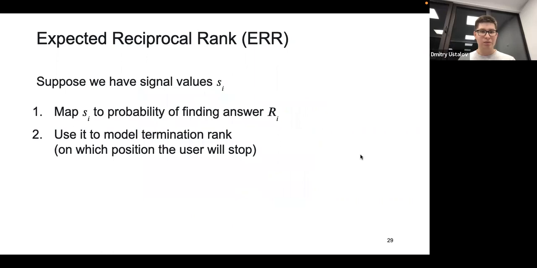And this is the way for handling this. Suppose that we have signal values, and we can use a probabilistic model that says, okay, we have users that work with our system, and we have this scenario. The user can start looking at our list from the top. If the item is relevant, they are happy and they stop. But if the item is not relevant, they can be unhappy, and then they can either go to the next item, or they can give up and quit. So this metric, called expected reciprocal rank, exactly models this scenario and this behavior.